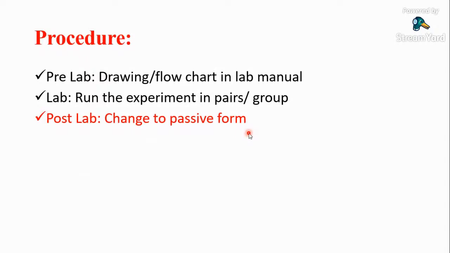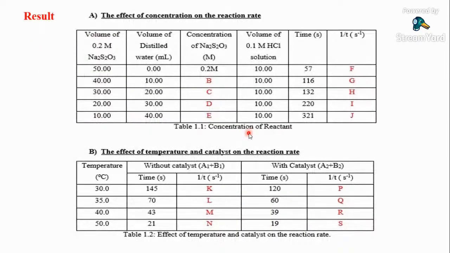Okay, next. This is the result that I shared with you all. So you just follow this data. The procedure started from 0.2 molar sodium thiosulfate, 50 ml, with 0 ml of distilled water, and then 40 ml sodium thiosulfate and 10 ml of distilled water. Then we insert 10 ml of hydrochloric acid, and this is the time taken.